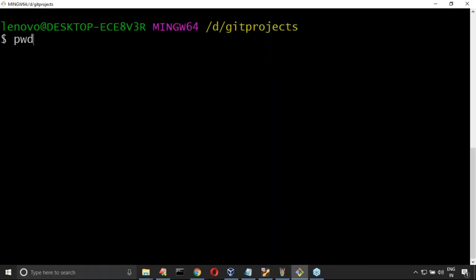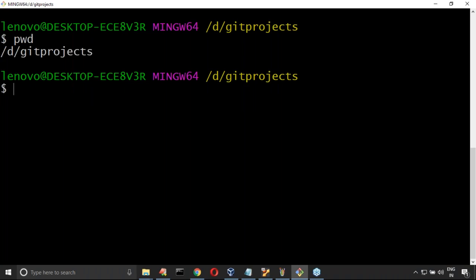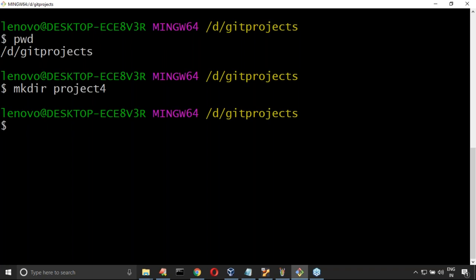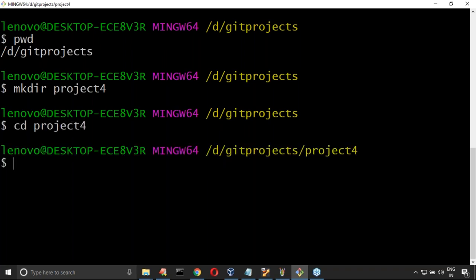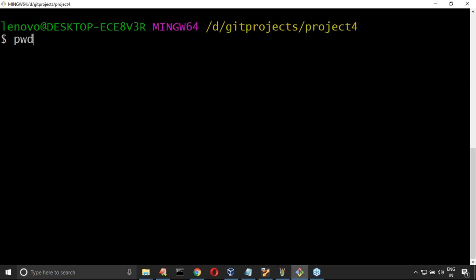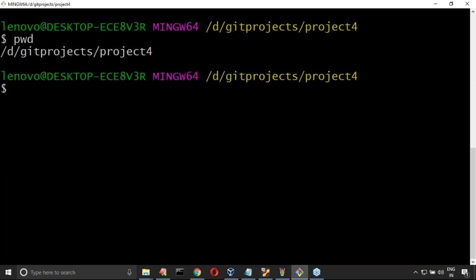Sir, here pwd, I mean the git projects directory. mkdir project4, then cd project4. Can you please confirm? Now we are in project4. Is version control automatically applicable for project4? Please respond. No, we have to initialize a local repository, and then only version control is applicable.